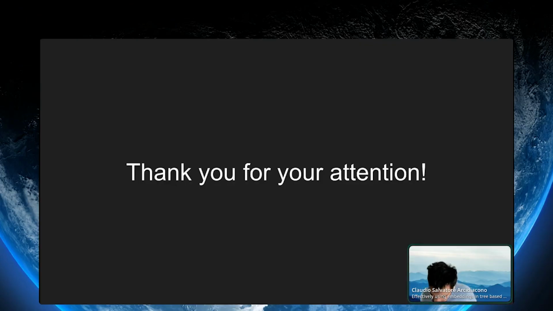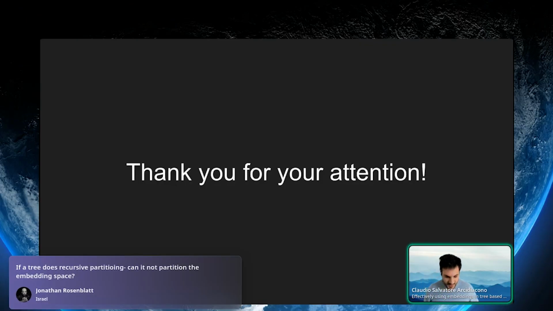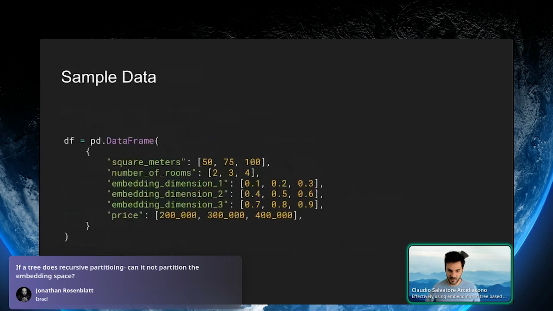So let me see if I can put it on stage. This is the question: if a tree does recursive partitioning, can it not partition the embedding space? Yeah, of course, a tree can definitely split the embedding space. It's definitely possible. The problem with it is that it will take really a lot of splits to do it.